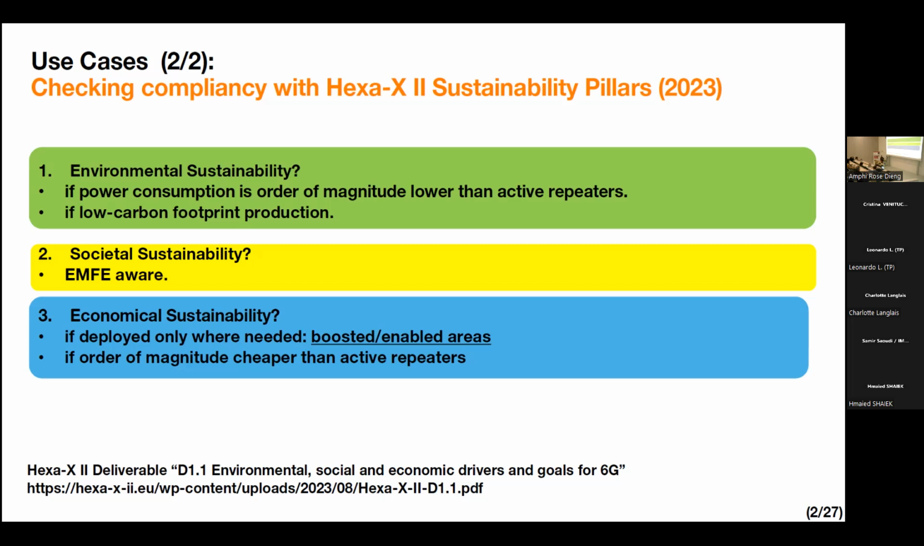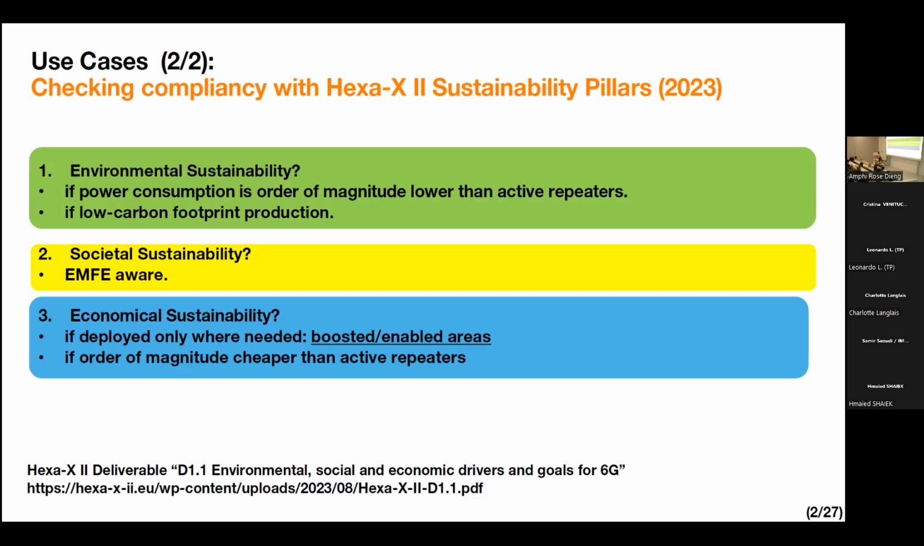So what is the lesson learned of 5G? If you don't take into account the three pillars, economical sustainability, environmental sustainability, societal sustainability, you may run into troubles. So today in 2024, we don't do research on future networks as we did 10 years ago.